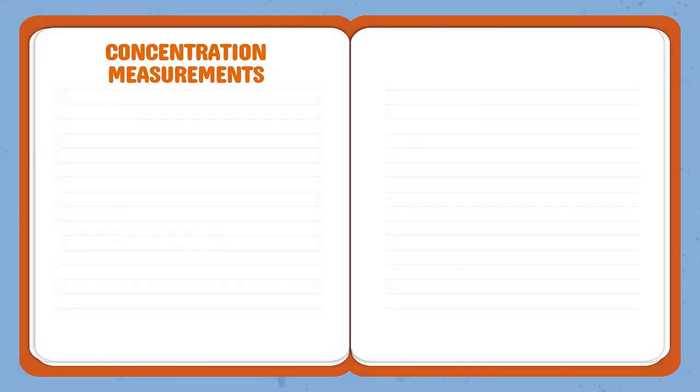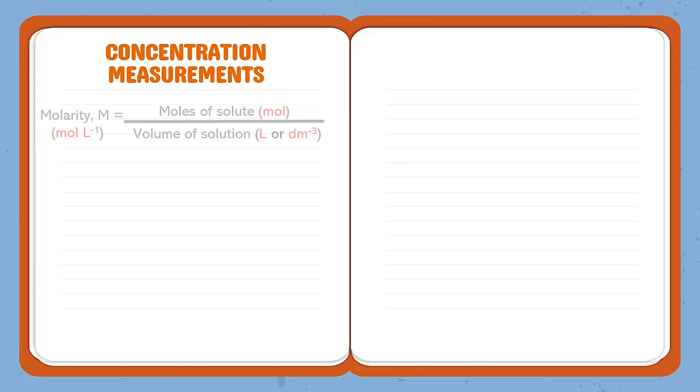When dealing with solutions, we need to use concentration measurements. Here is a list of concentration measurements that you need to know. You need to know the definitions to be able to use the formula correctly. How to define this? By looking at their unit. We will start with molarity, denoted by capital M, with the unit of mole per liter.